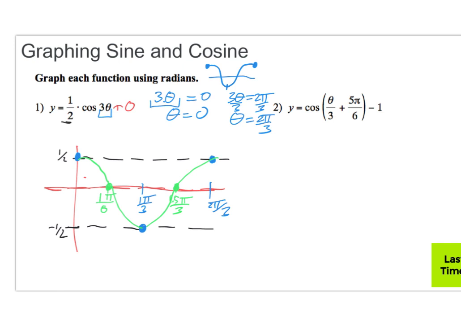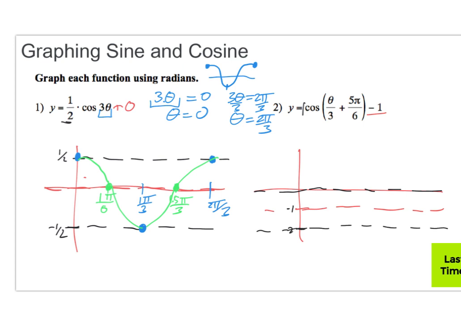For the next one, we're doing the same thing. Got our graph. Midline's at -1. Amplitude is 1, so I'm going to go up to 0 and down to -2. Okay, another cosine, so that's our basic graph shape. And I'm going to do the same thing. So we've got theta over 3 plus 5 pi over 6 is equal to 0. I'm going to bring that to the other side. We get theta over 3 is equal to -5 pi over 6.